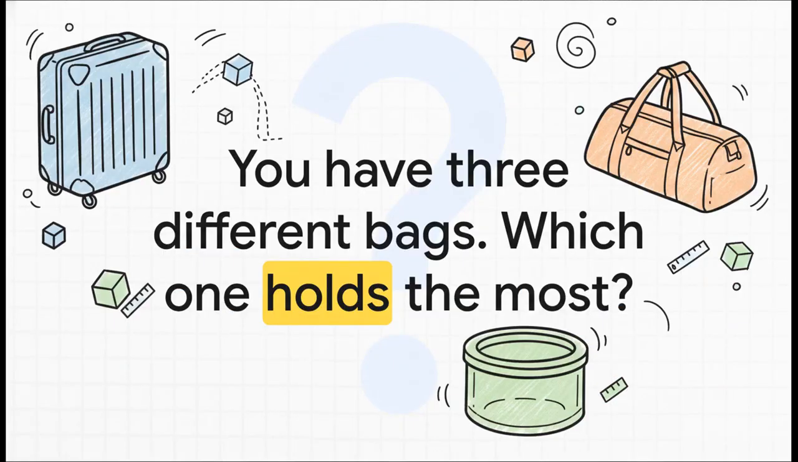Okay, so let's start with this. Picture it. You're packing. You've got these 3 bags in front of you. A boxy hard case, a duffel bag with those kind of triangular ends, and a round, tube-like container. They all look totally different, right? Your gut might tell you one's bigger, but how do you really know for sure? Well, this isn't just a packing puzzle. It's a math problem, and it's all about volume.